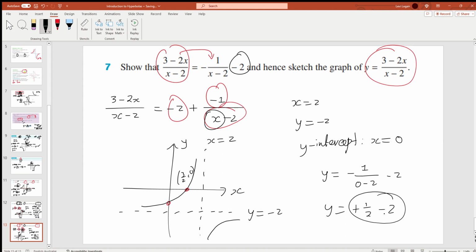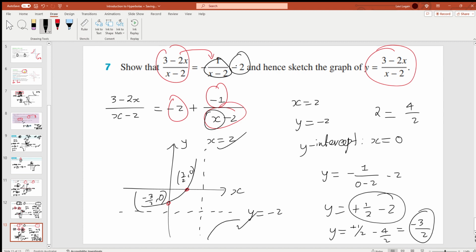Now I can work this out without a calculator because 2 is the same as 4 on 2. So I can change that and go y equals positive a half minus 4 on 2. Now they have common denominators, so we're going to have negative 3 on 2 because 1 plus minus 4 is going to be negative 3 and the denominator remains the same. So that's going to be 0, minus 3 on 2. And that's pretty much the graph. You've got your asymptotes and you've got your points. So it accounts for these numbers here.